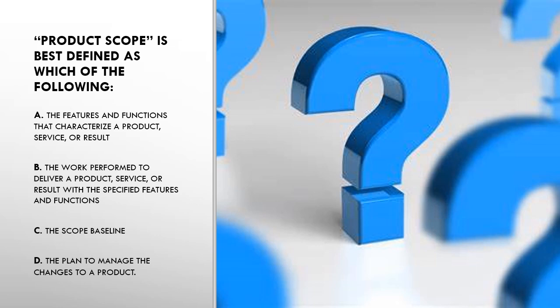Let's answer a simple question. The product scope is best defined as which of the following? The features and functions that characterize a product, service, or result. It can be a correct answer. The work performed to deliver a product, service, or result. No, it is a project scope. So this is not a correct answer. The scope baseline. No. The plan to manage the changes to a product. No. So the correct answer is the features and functions that characterize a product, service, or result.